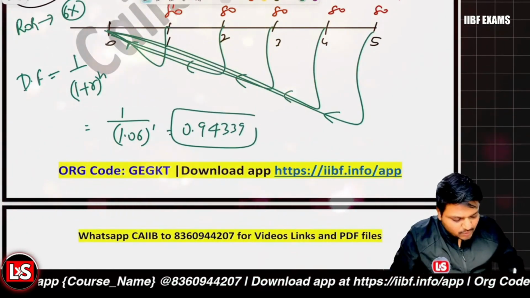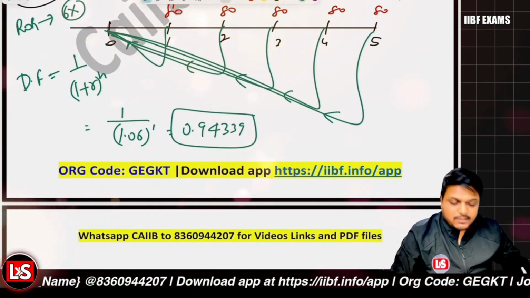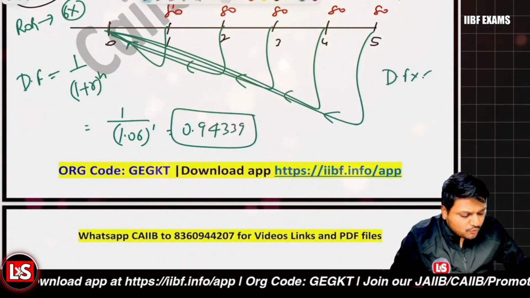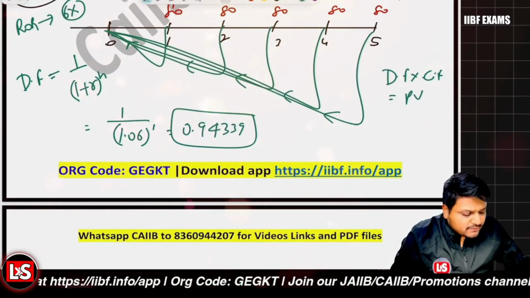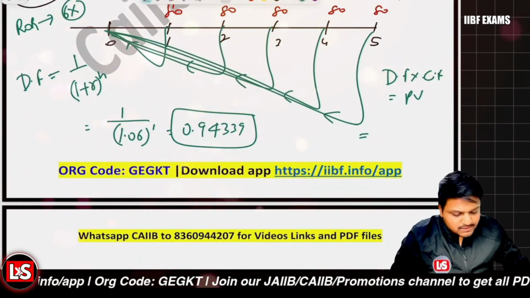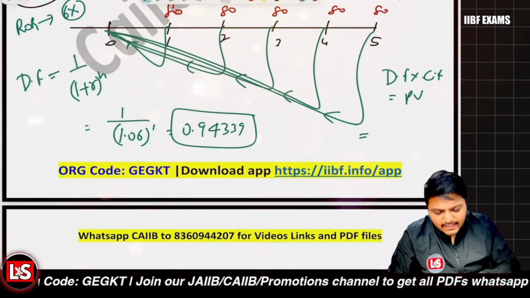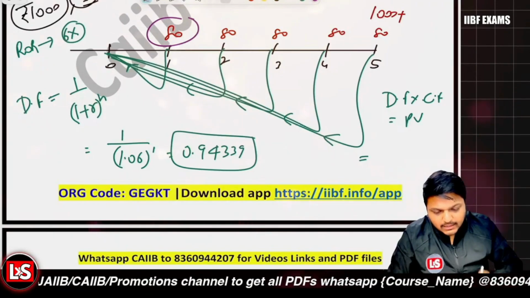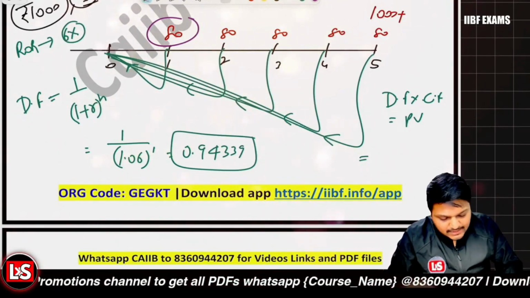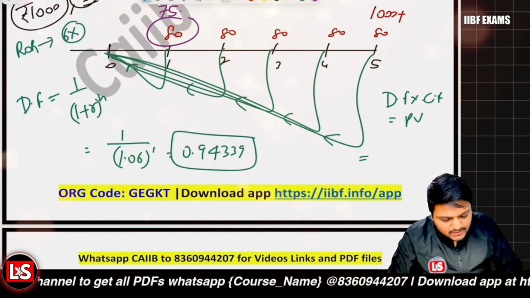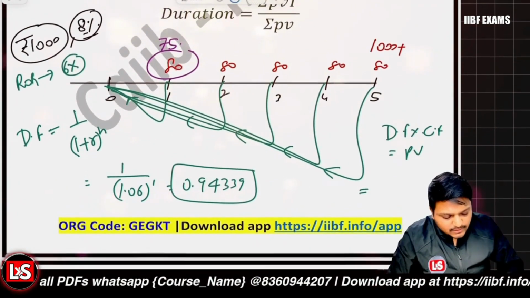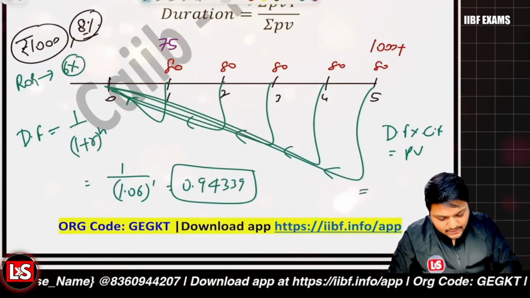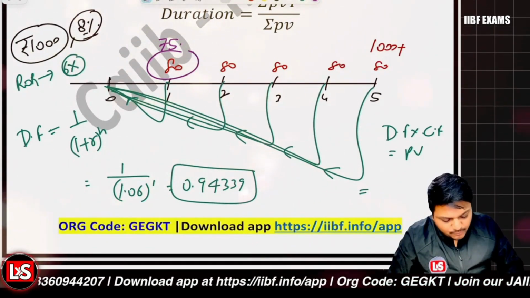0.94339. This is the discounting factor for the first year. Now, if we multiply the discounting factor value by the cash flow value, we get the present value. So for the first year, it is 0.9433 multiplied by 80. That was the cash flow for the first year, right? So it comes out to be 75.47. This is the present value of the first year cash flow.